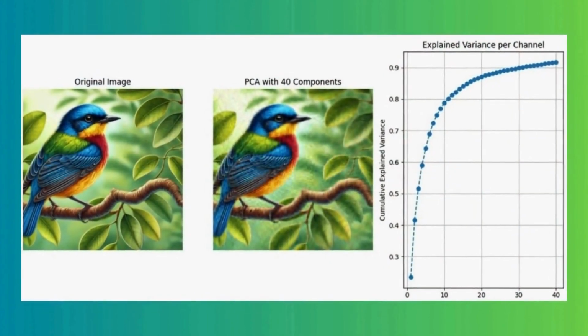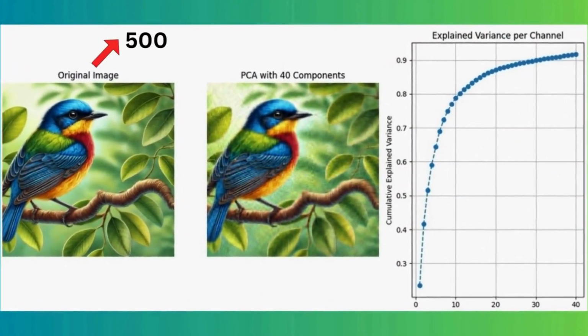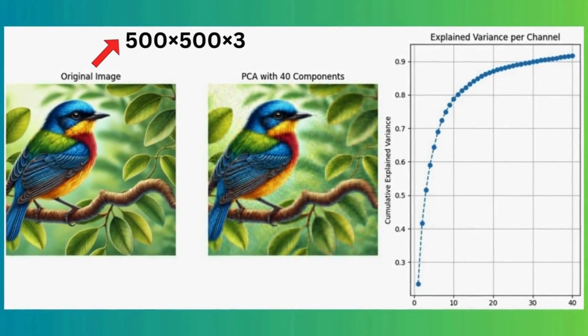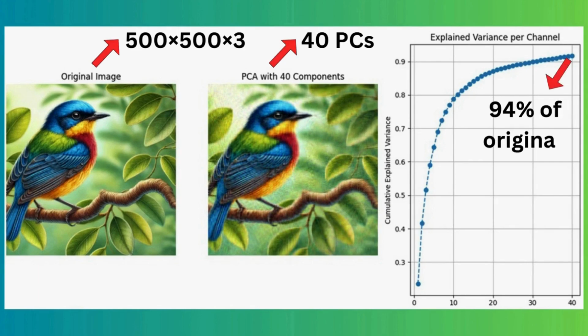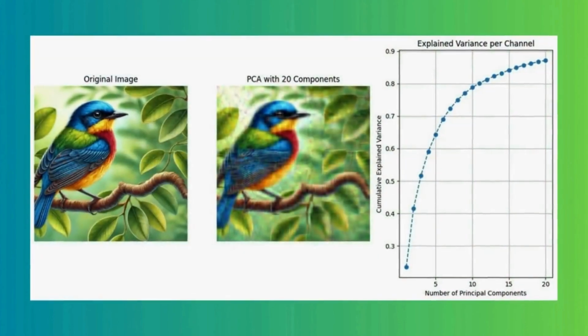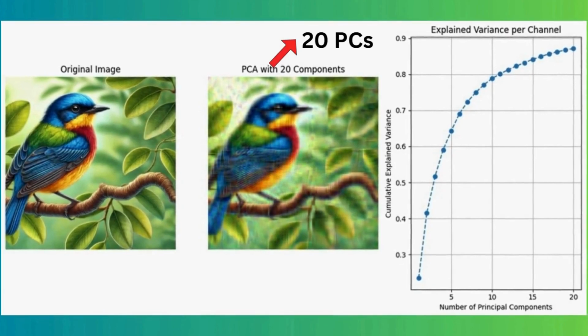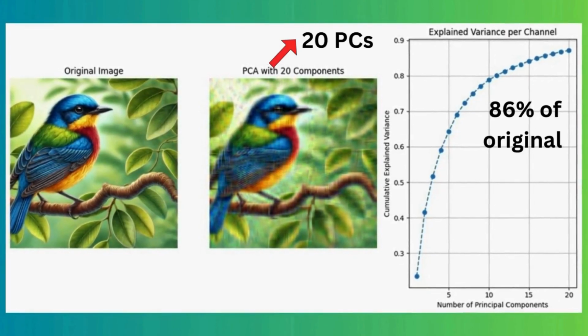Check out this image. The original image has 500 by 500 by 3 pixels. 500 by 500 pixels multiplied by 3 because it contains 3 bands: red, green and blue. The PCA versions use 40 principal components and retain approximately 94% of the original information. You can see the graph here: variance explained by each principal component. Check this PCA with 20 principal components, which retains approximately 86% of the original dataset.